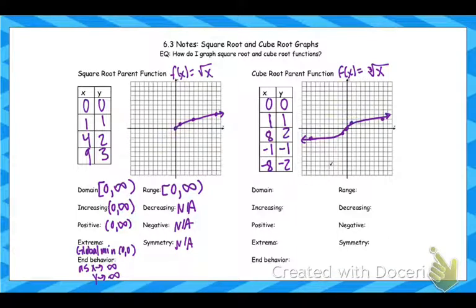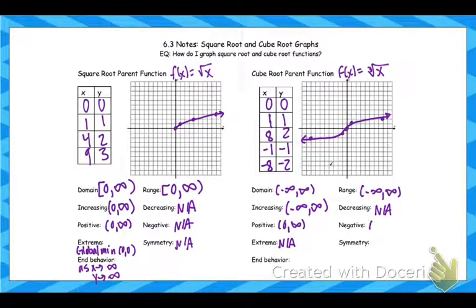All right, now let's look at the vocab for our cube root function. Domain and range for every transformation of cube root is going to be negative infinity to infinity, just like it was for the cubic parent function. The parent function is increasing everywhere. It does not change from increasing to decreasing, which again tells us there are no extrema. It's positive from 0 to infinity, and it's negative from negative infinity to 0. This graph has symmetry about the origin, which means it is an odd function.